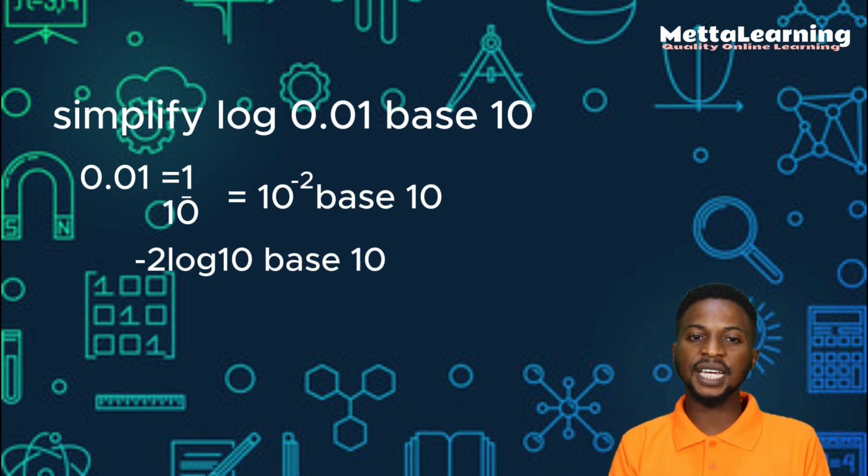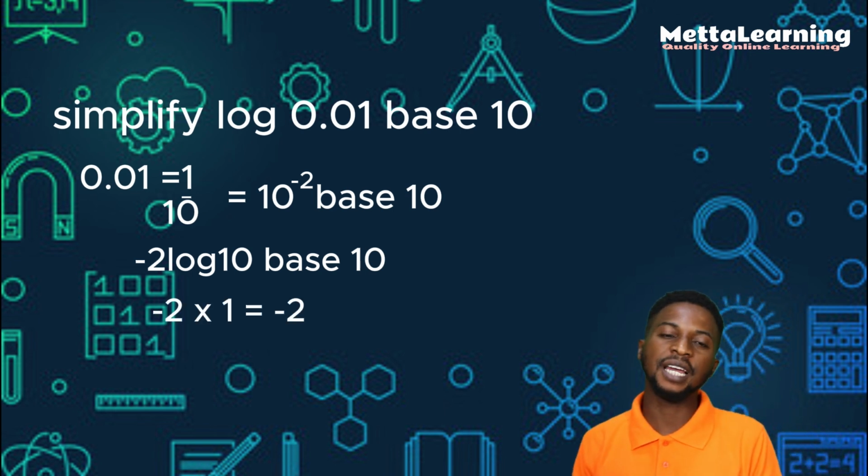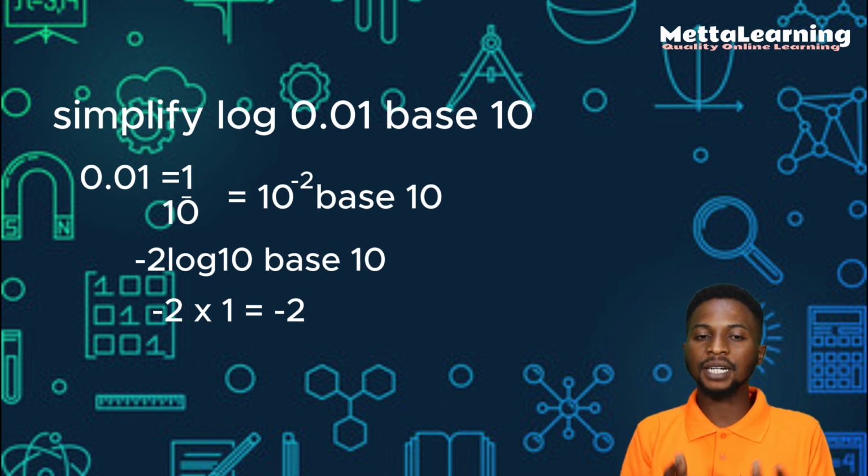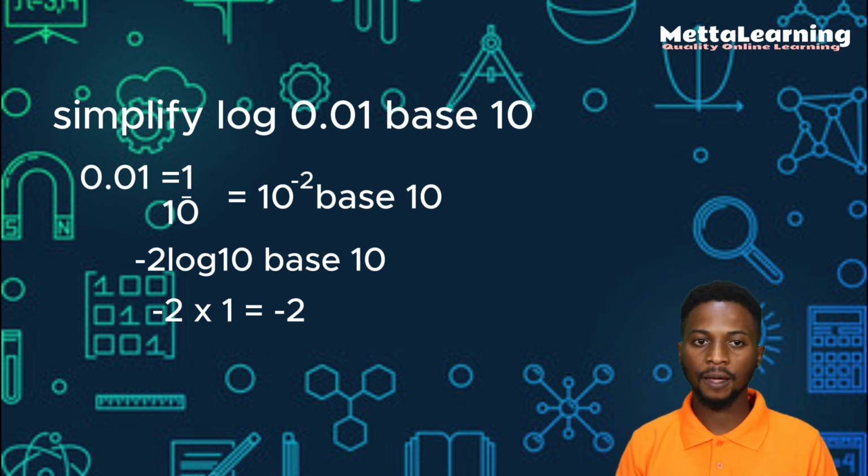The rule of log says that when you have the same number as the base in a logarithm, then it is equal to 1. So minus 2 times log 10 base 10 equals minus 2 times 1, which equals minus 2 as our final answer.